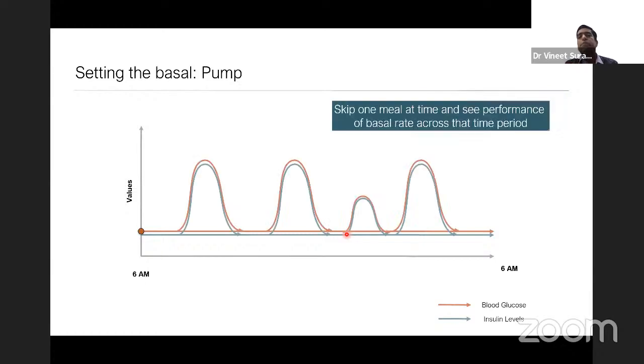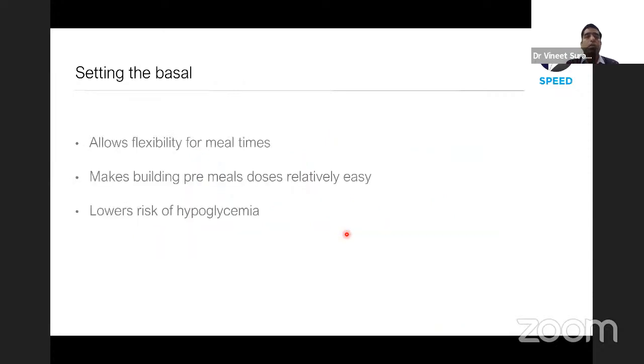Now in the pump, it becomes very easy. You just keep skipping 1 meal at a time and see the performance of basal rate across that time period. The beauty of the pump is you can set a lot of basal rates. Your basal rate may be different between 4 to 6 a.m., it can be different between 6 to 12 p.m., and then different from 12 p.m. in the afternoon to midnight, 12 a.m. You can set all these basal rates by skipping 1 meal at a time and seeing the performance of basal rate across that time period.